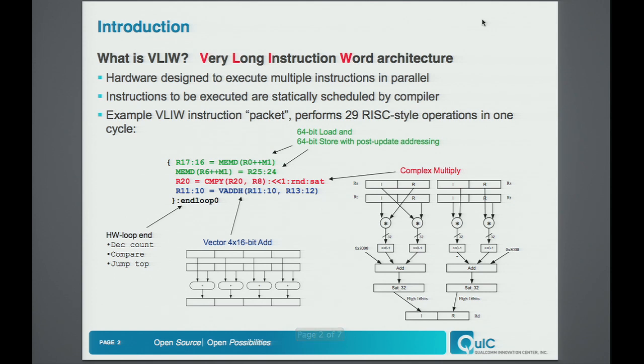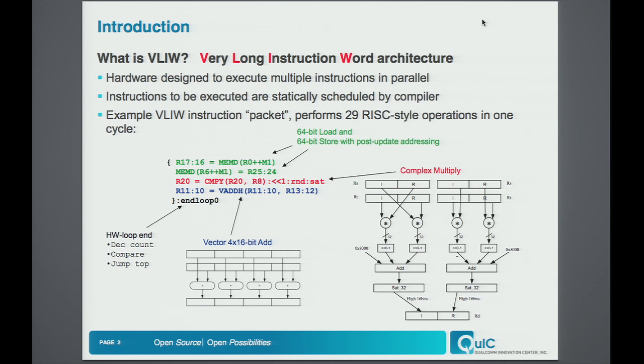If you've never heard of VLIW before, it stands for Very Long Instruction Word. The idea is it's an architecture designed to execute multiple instructions in parallel. It's different from, let's say, a superscalar in that the instructions to be executed in parallel are statically scheduled by the compiler versus dynamically scheduled by the hardware.